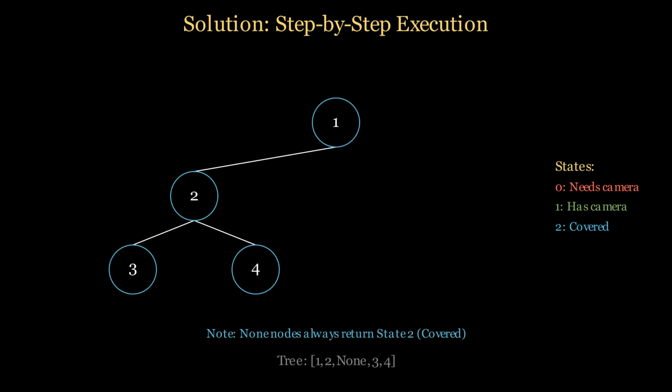Before we start, remember that none or null nodes are a special case. They always return state 2, which means covered. This is because empty nodes don't need monitoring.